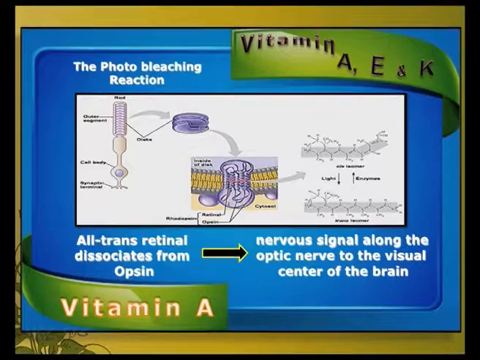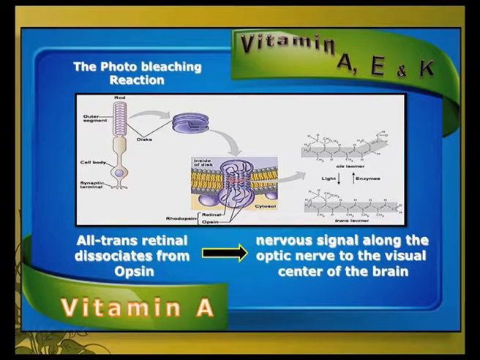The major function of vitamin A is its role in vision. The rod cells present in the retina are packed with photosensitive proteins called rhodopsin. The two major components of rhodopsin are the retinal and the opsin. Retinal is vitamin A and the opsin is the protein.